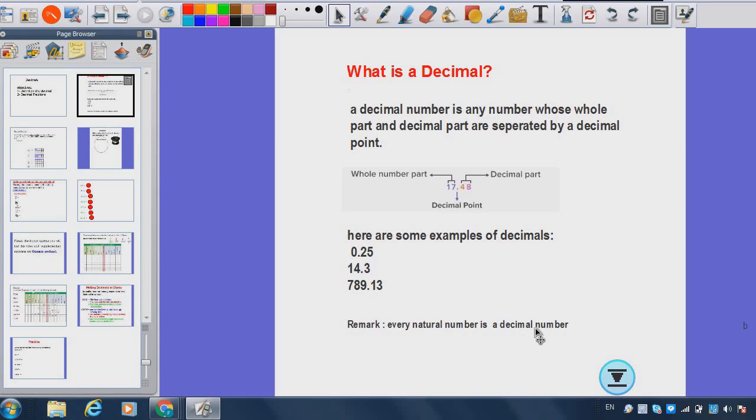Remark, every natural number is a decimal number. For example, 5 is also a decimal number. 100 is also a decimal number.